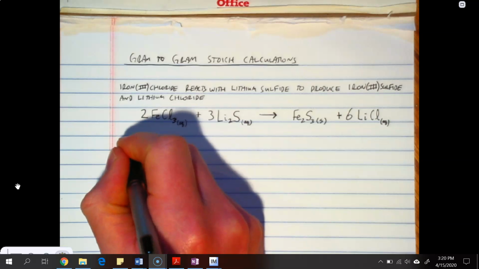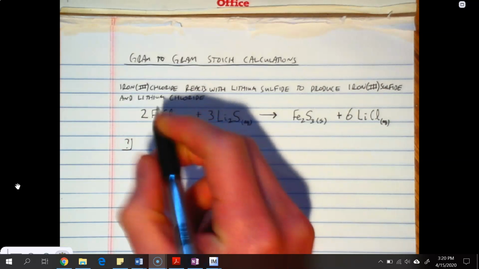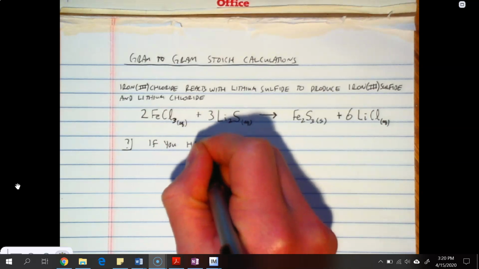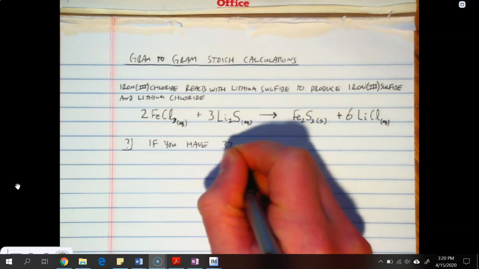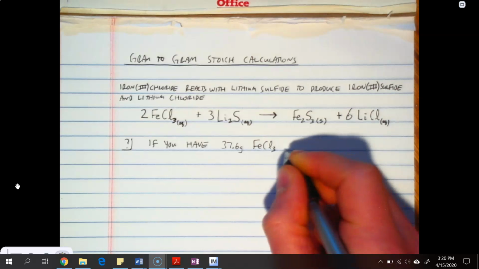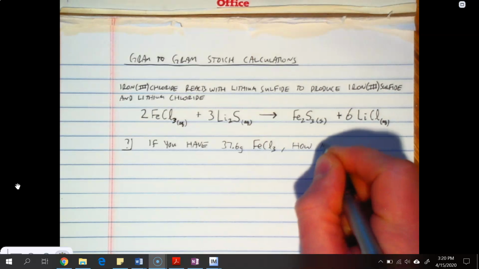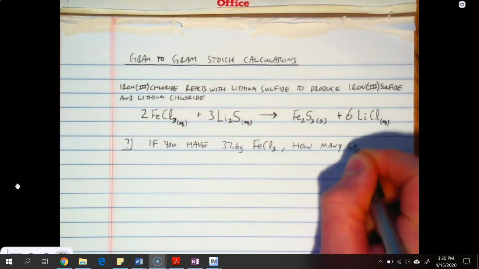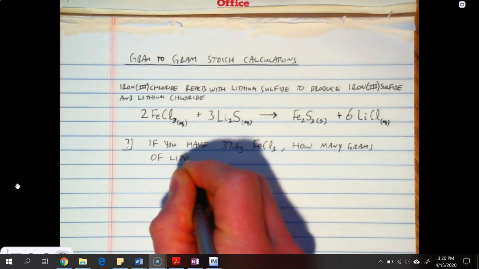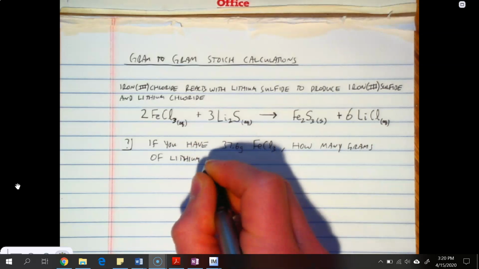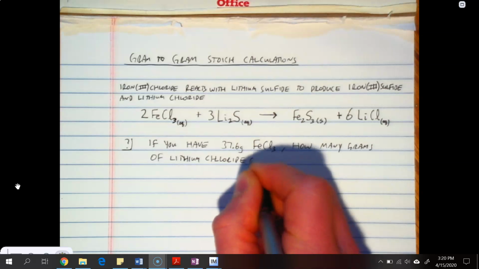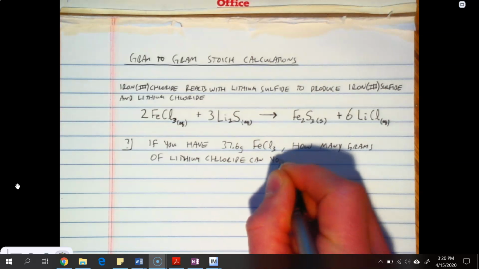All right. So here's what we want to figure out. If you have 37.6 grams of FeCl3, how many grams of lithium chloride can you produce?